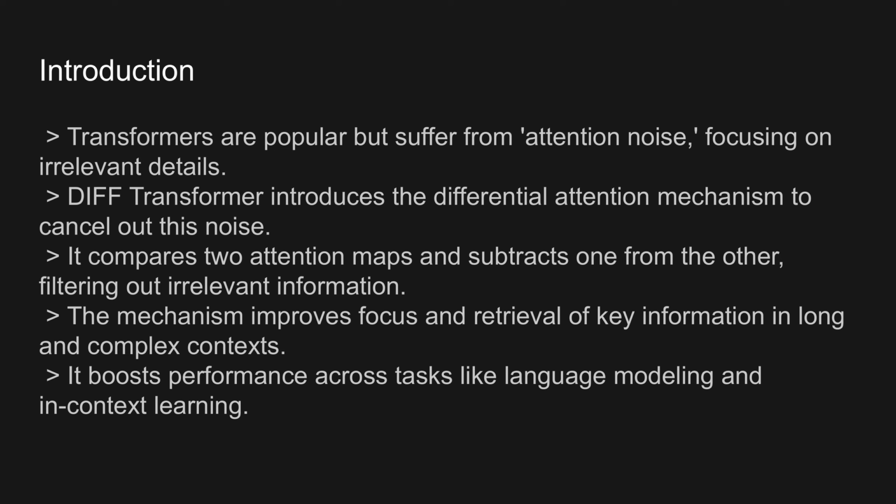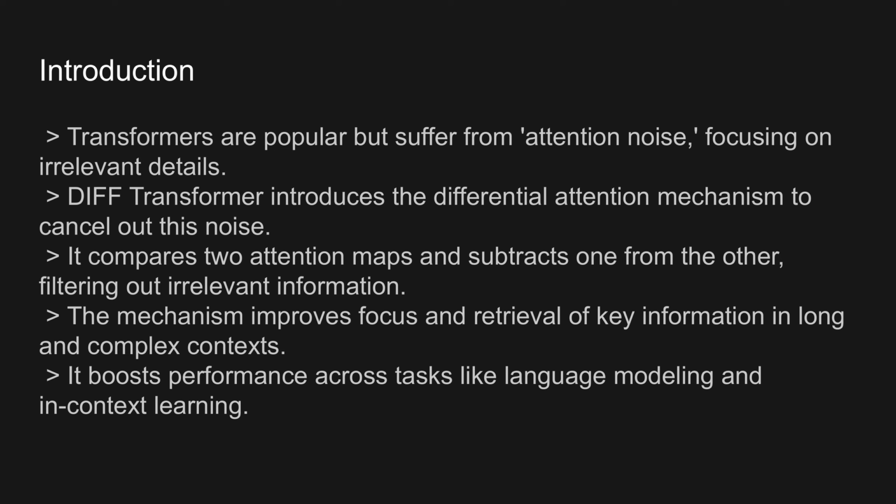Exactly. And the authors even show, through visualizations and experiments, how the diff transformer pays significantly more attention to the correct answer compared to a standard transformer. It helps boost the model's ability to retrieve key information from long and complex contexts. That makes a lot of sense. Does this improvement only apply to specific tasks, or is it a general enhancement across different types of models?